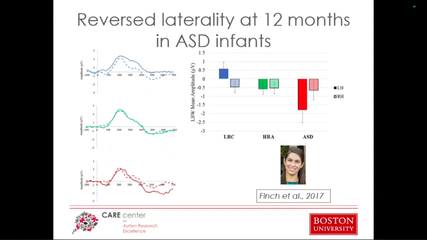In blue are our controls, and the solid line, you see the left hemisphere blue block there. In the low-risk controls, in green, there's actually no difference between the left and the right hemisphere. But what we do see here in the infants who ended up with autism is that, in fact, they are showing more response in the right hemisphere. So they're showing a kind of reversed lateralization. And this emerges, this is data from the 12-month-old babies.